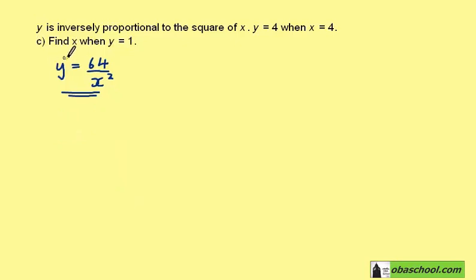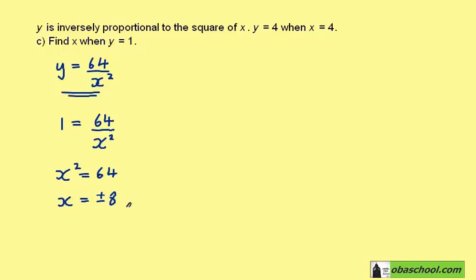Finally, we want to find x when y is equal to 1. Substituting in, 1 is 64 divided by x squared. Multiplying both sides by x squared gives x squared is 64. It follows that x is going to be plus or minus 8.